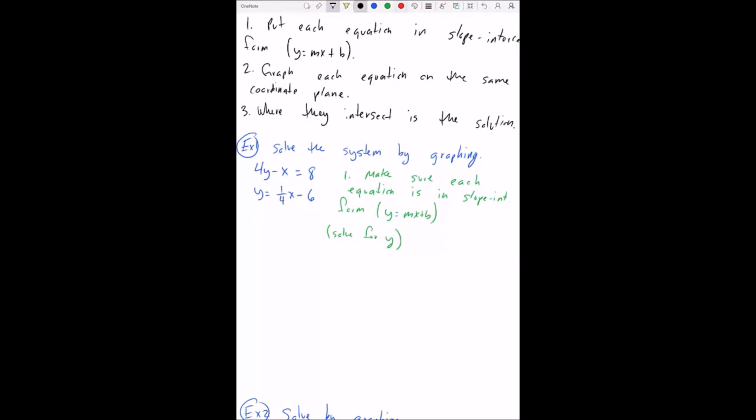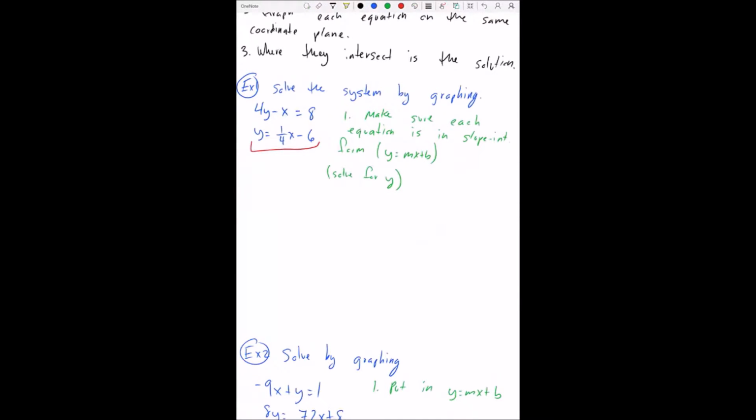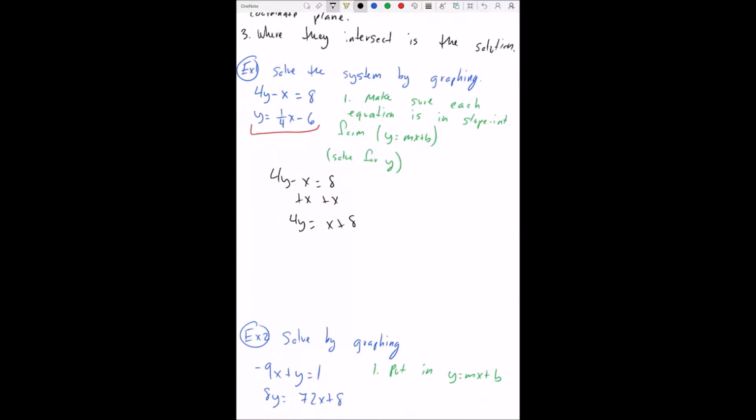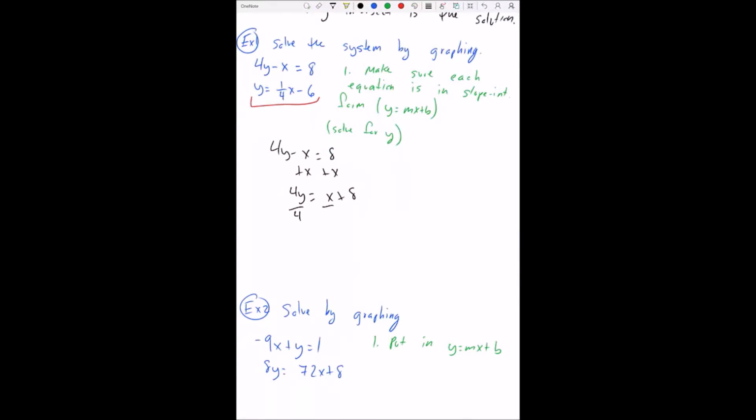If we take a look at our second one right here, it's already solved for. It's already y equals, so we're good to go. But our first one, 4y minus x equals 8, y isn't by itself, so we need to get it by itself. So let's solve for y in the first equation. We need to add x to both sides, and we're left with 4y equals x plus 8. And then we need to divide by 4 to get y by itself. We divide everything by 4 because, you know, math is fair. So we have y equals 1/4 x plus 2.